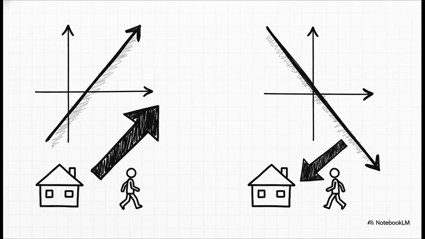Oh, and check this out. We can even tell the direction of the journey. If the line slopes up, the object is moving away from where it started. But if it slopes down, it means the object is on its way back to the beginning. So now we've got not just speed, but direction too.